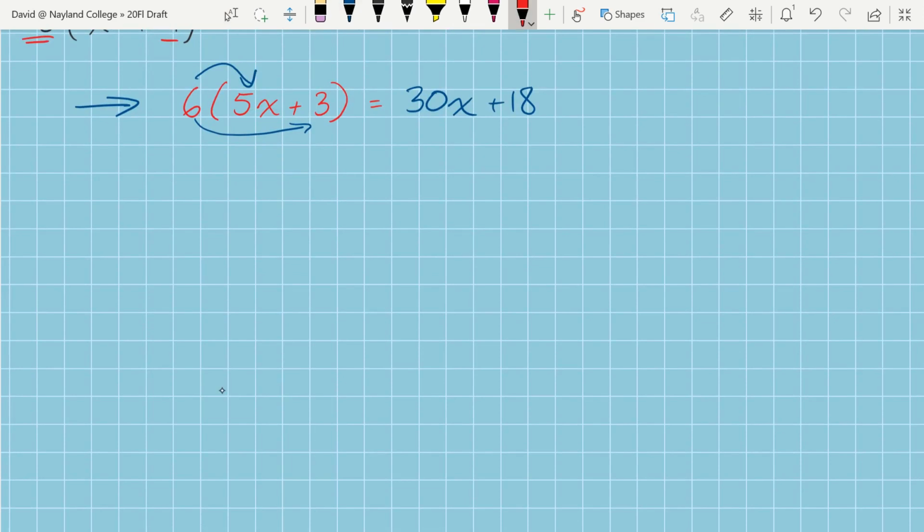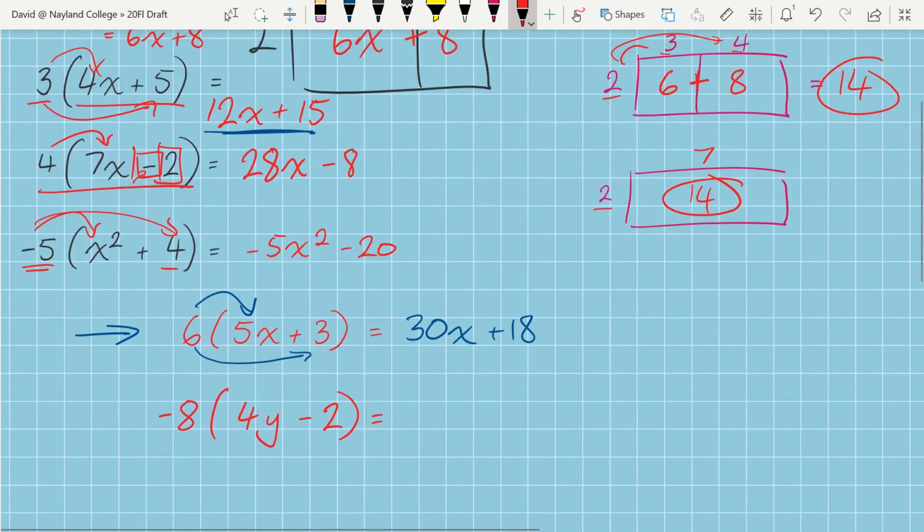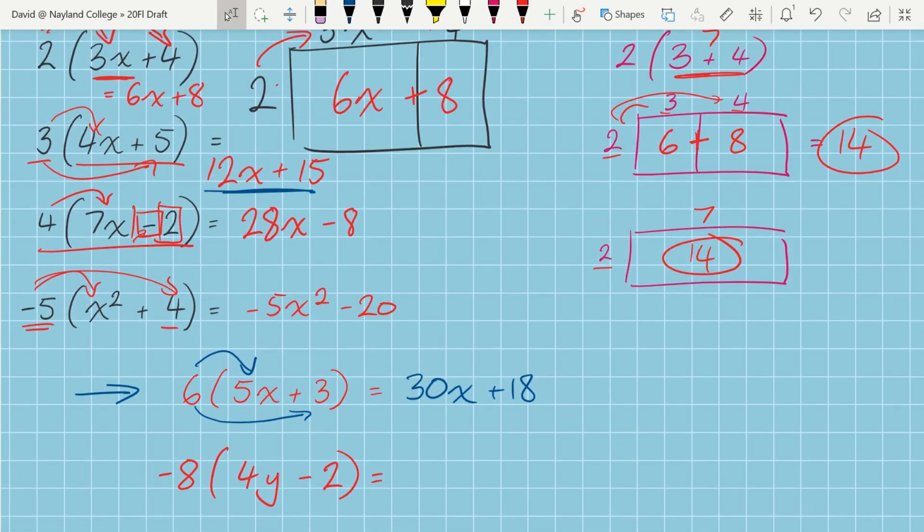Let's try one more question because we're a pretty capable group of students. Let's try something a little harder. Let's go for minus 8 bracket 4y minus 2. So I want you to have a go at answering this question for me. I'll just drag this back up so you can keep an eye on what's been going on up here. Pause the video, give it a go.